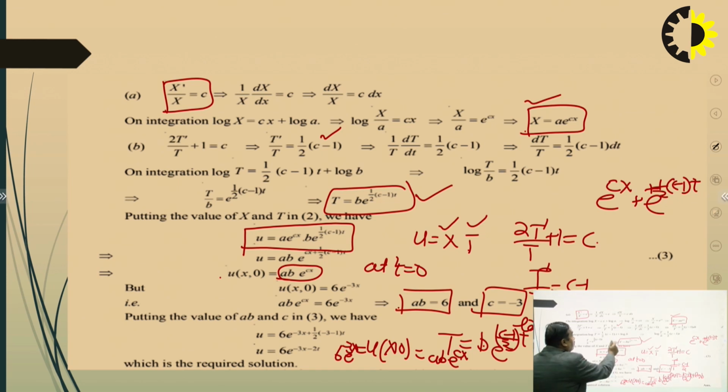On putting the values of ab and c, the solution becomes 6 e to the power minus 3x plus 1 by 2 (minus 3 minus 1) into t. Putting the value of c, the solution becomes 6 e to the power minus 3x minus 2t, which gives the required solution of the differential equation.